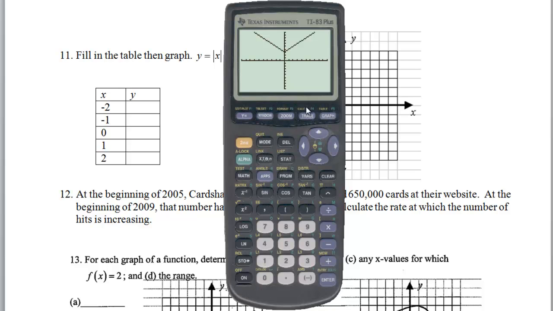Now that of course is good if you want to go to your table. Second graph will let you do that, and so you can see the table 5, 4, 3, 4, 5.